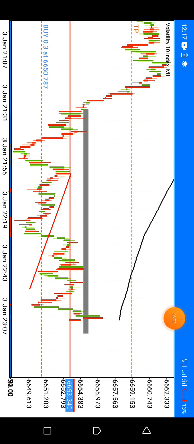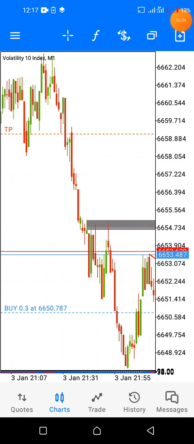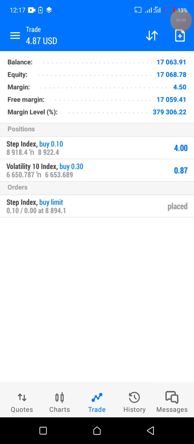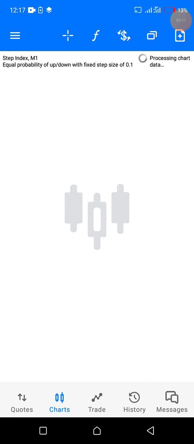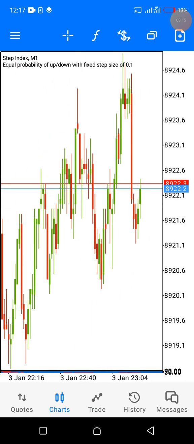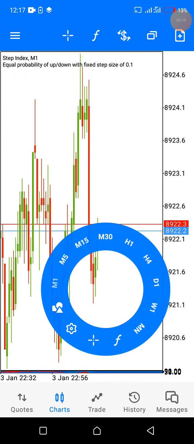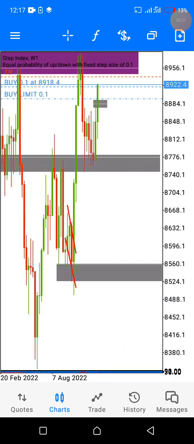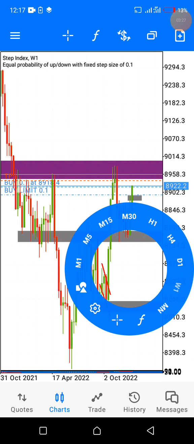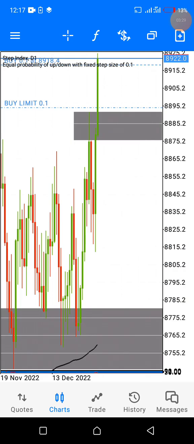I want to show you another trade that I took. I think the trade is still running. It's on step index. Though I entered late, I first went to my weekly time frame and then marked up my zones, and then went down to my daily time frame.